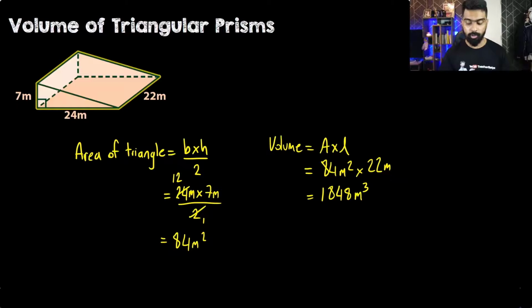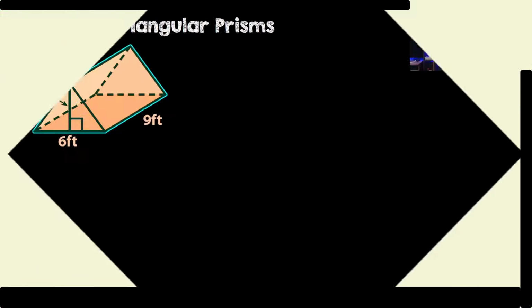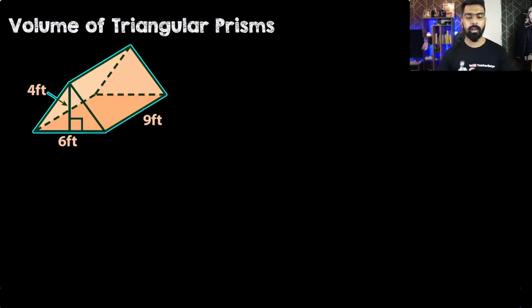Alright, now let's go ahead and solve one more question. Now in question number 2 guys, we are going to do the same. So find the area of the triangle multiplied by the length of the prism. So let's go ahead and find the area of the triangle. So how do we find the area of the triangle? Again, the base multiplied by height divided by 2.